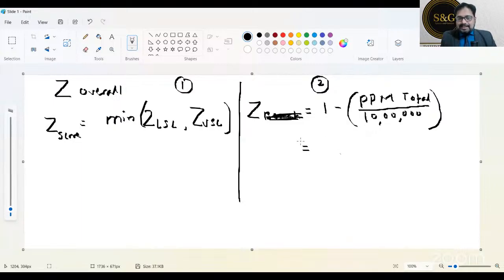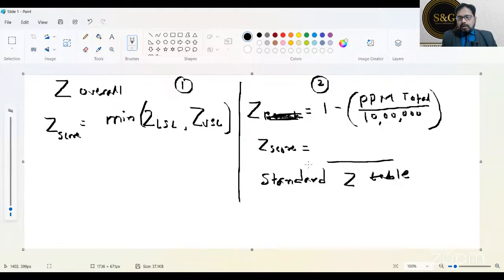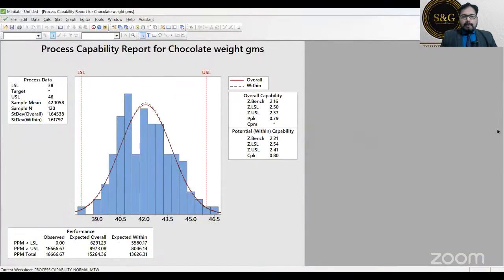Whatever will be this answer, then we will go to the standard Z table and calculate the Z bench. Okay, how do we do that? Let's calculate this: ppm total divided by 1 million, 1 minus that. Let's do this formula calculation. I'll go back once again to this formula. So what is our formula here? 1 minus ppm total. Now, how do we get ppm total divided by 1 million, which is 10 lakhs?